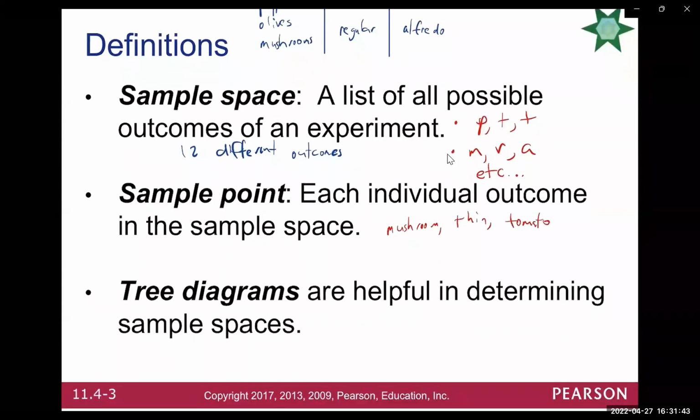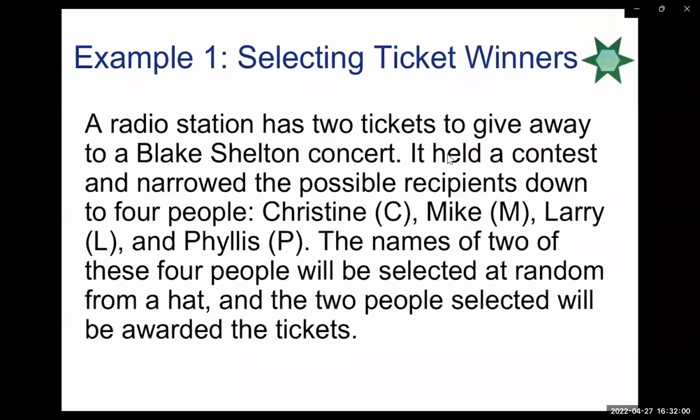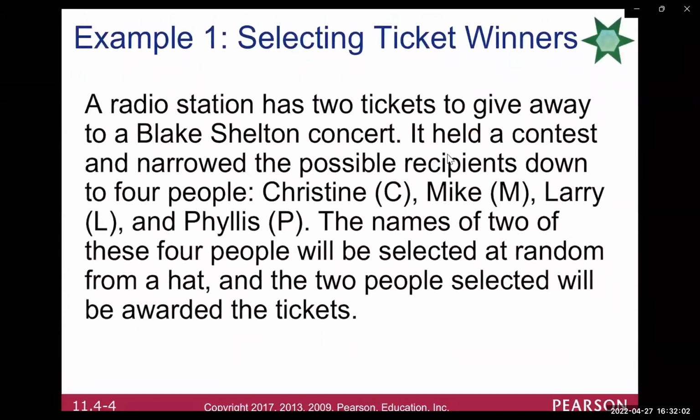All right, and then the tree diagram is helpful in determining the sample space. So you want to figure out all the possibilities. So a tree diagram is going to help you find all the possibilities. So let's do a tree diagram. So here's an example. It says selecting ticket winners. A radio station has 2 tickets to give away to a Blake Shelton concert.